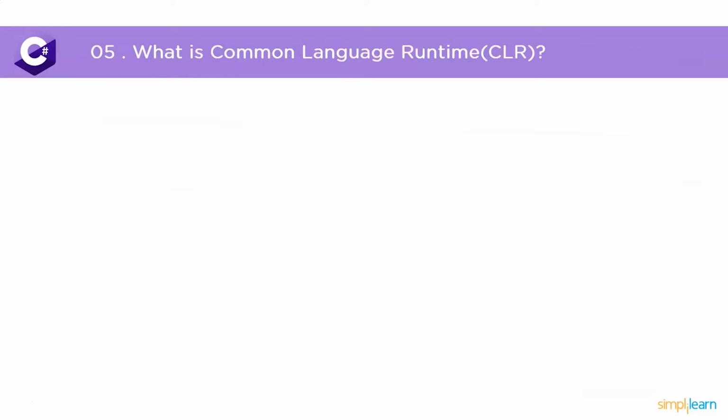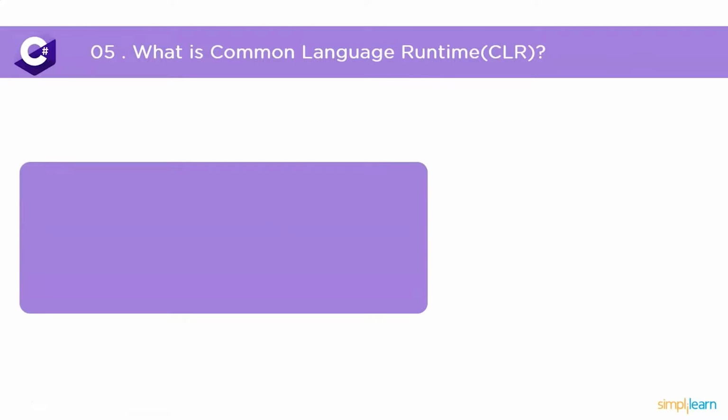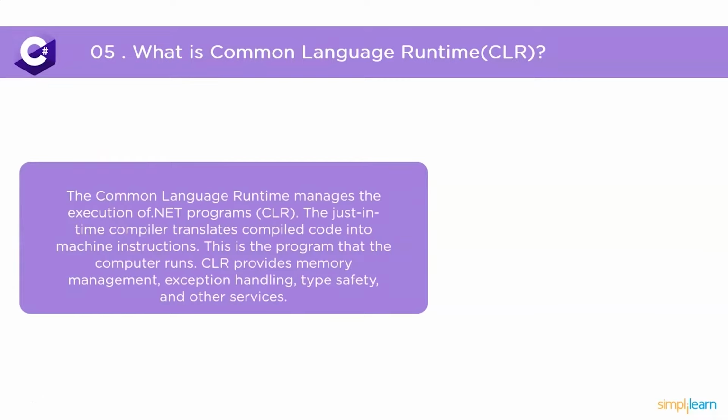Now we have the next question, that is, what is the Common Language Runtime or CLR? So the answer for this question is, the Common Language Runtime manages the execution of .NET programs. The just-in-time compiler translates compiled code into machine instructions.